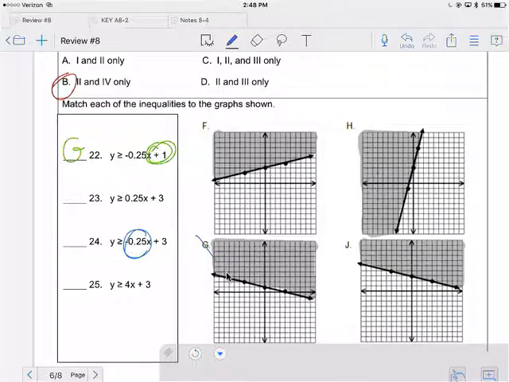Oh, sorry, we've already marked out G. Sorry, I was trying to look between G and J. So, looking at negative slopes, F has a positive, H has a positive. The only one that has a negative is J.